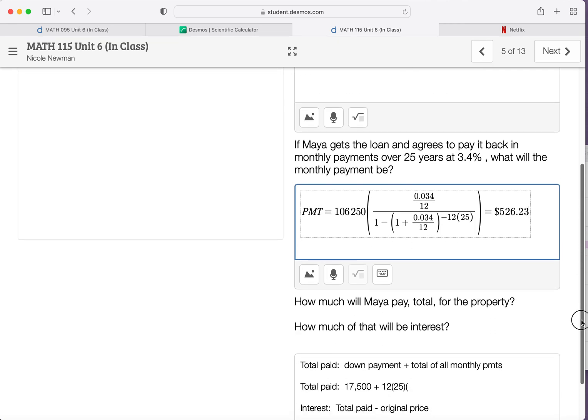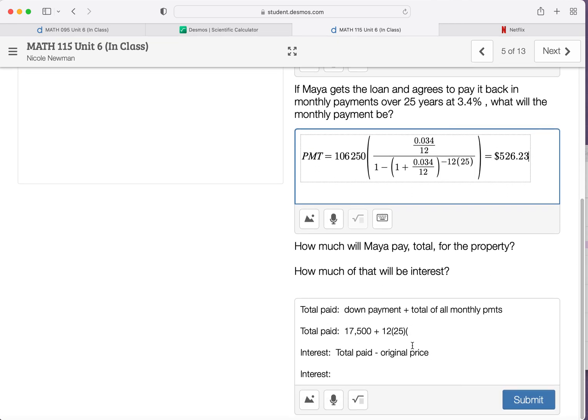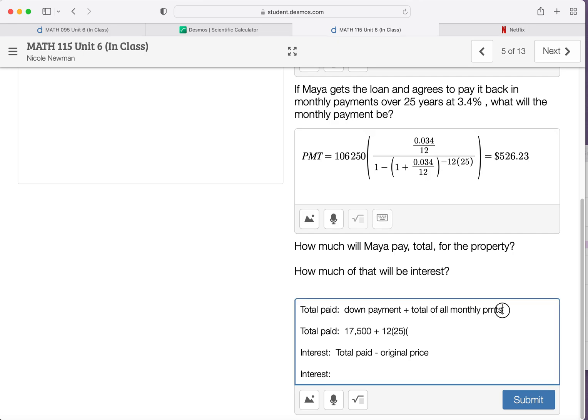How much will Maya pay total for the property? That'll be the total of her down payment and all of the monthly payments. Her down payment was $17,500. We found that first, I think. And then for monthly payments, there are 12 months in the year, she's going to be paying for 25 years, and the dollar value of each of those was $526.23. So we need to add all of that up. That'll be her total paid. I think when we do that, we'll get $175,369 total paid.